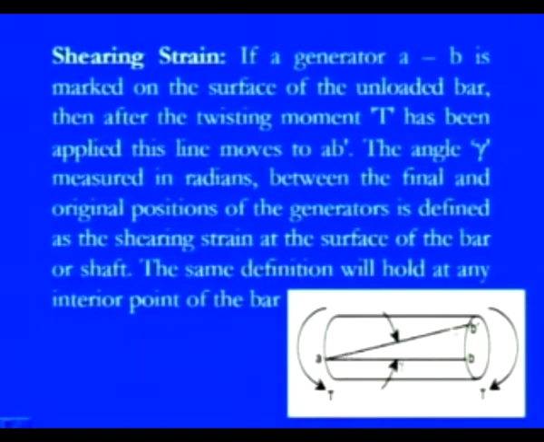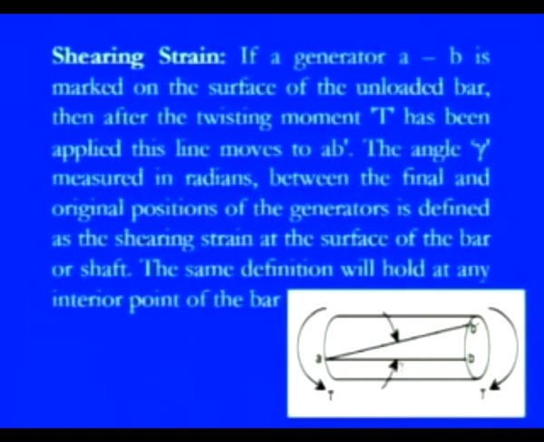So from the undeformed layer to the deformed layer, we are gaining some sort of distortion, and this angle gamma, which is also known as the shearing strain component, is simply measured in radians between the final and the original position of the generator. And always you see, since it is measured all along the circumferential part, all along the plane, this distortion, measured in terms of angles or radians, is known as the shearing strain. They are always acting not along the axis, but along the plane, or we can say along the circumferential part. The same definition will hold for any interior portion of the bar.